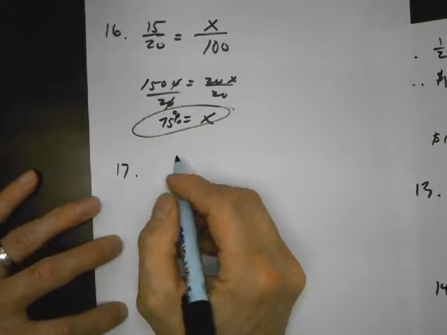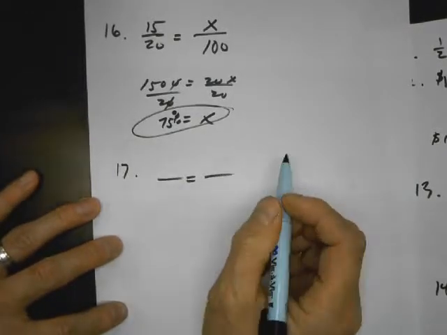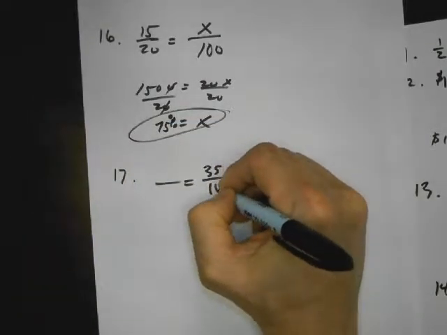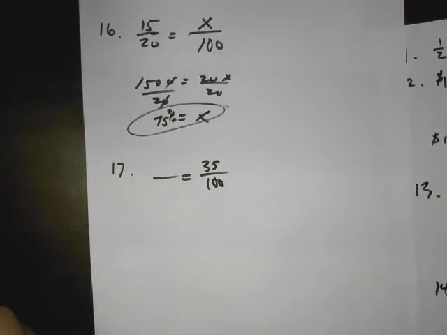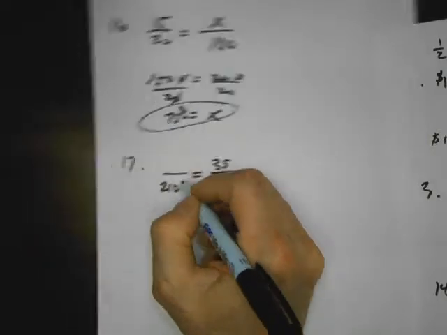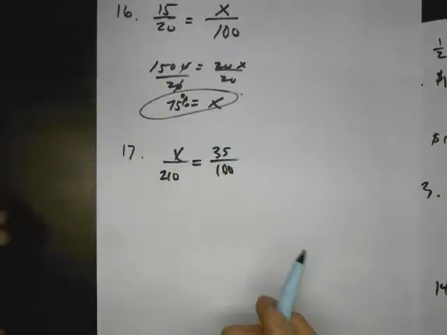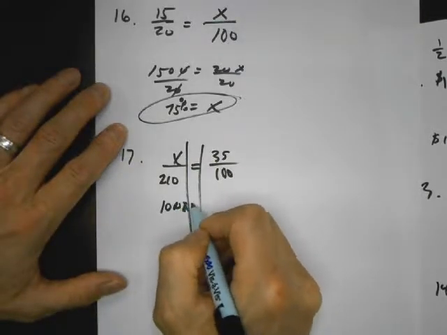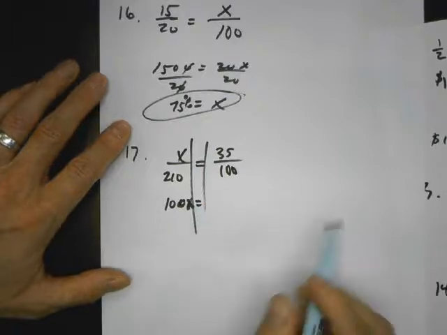Next problem, 17. What number is 35% of 210? It goes is over of, right? Part over whole. So 35%, if they give me percent, always goes over 100 because that's the definition of percent: how many out of 100? Of 210, so I have of, but I don't have is. So again, I'm using my percent proportion. That's an x right there.